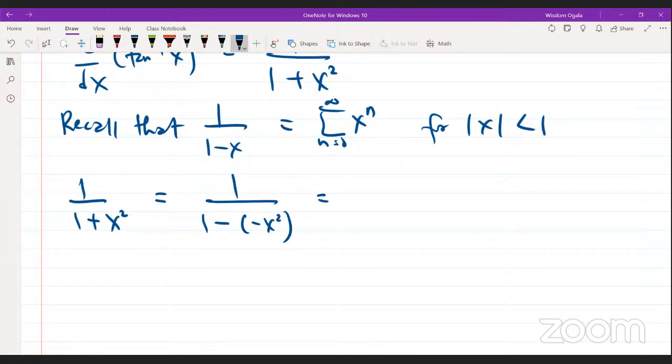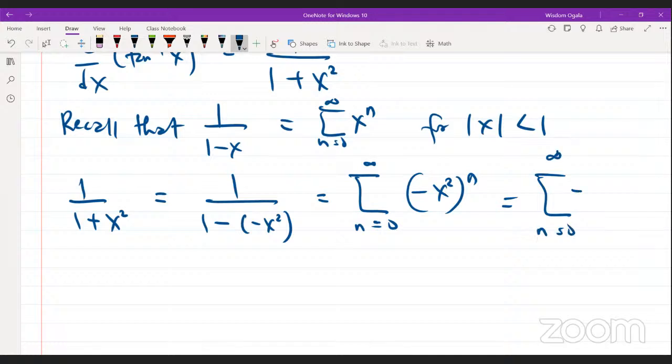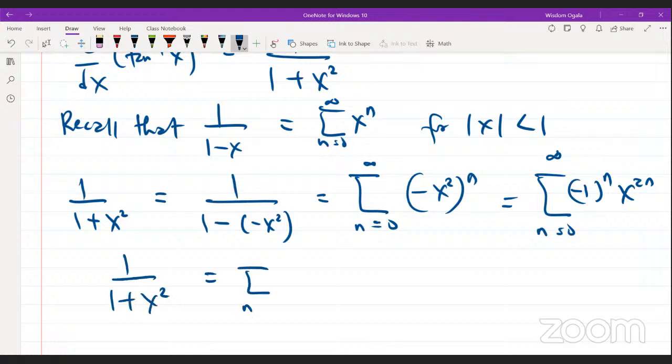Wherever you have x, replace it by this quantity. The sum from 0 to infinity of negative x squared to the power of n. Now split this up: the sum from n equals 0 to infinity of negative 1 to the n, x to the 2n. Do you see that? Of course, R is 1.